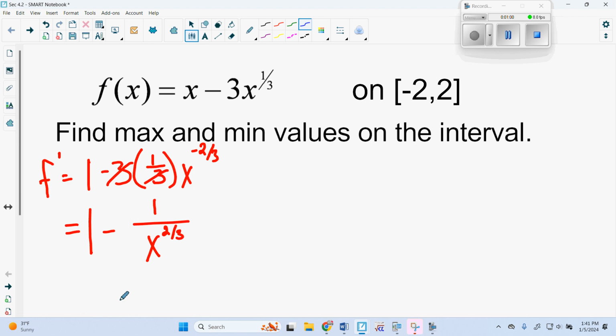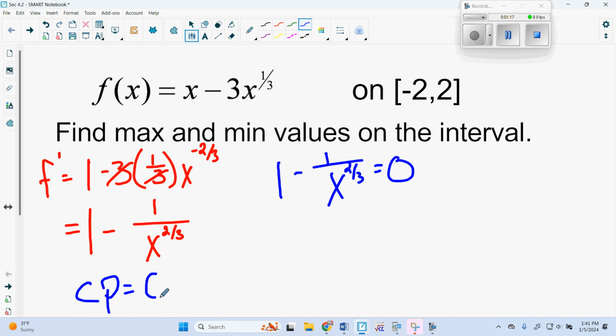Now our critical points are places where the derivative is equal to 0. So we want to set this equal to 0 to solve, and where the derivative is undefined. Because we have an x on the bottom, we can see that 0 is a critical point, and 0 works in the original function. We don't have 0 in the denominator anywhere.